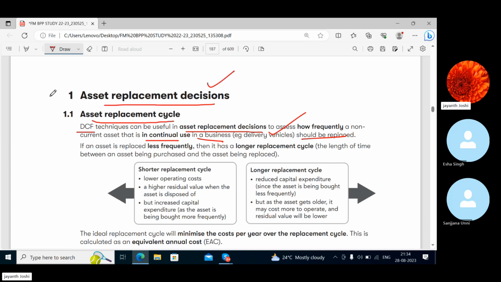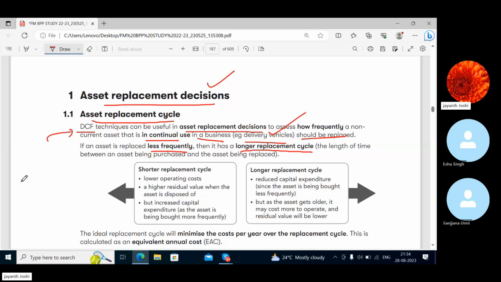First one, asset replacement decision. You are going to use the discounted cash flow technique for the asset replacement decision, and you are going to assess how frequently, that is how often, a non-current asset that is in continual use in a business, for example a delivery van, should be replaced. That means in how many years they should replace their asset, or delivery van in this case, right? If an asset is replaced less frequently, then it has a longer replacement cycle. Very clearly understood fact.